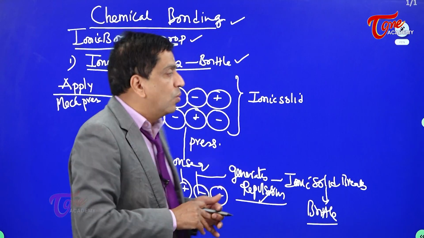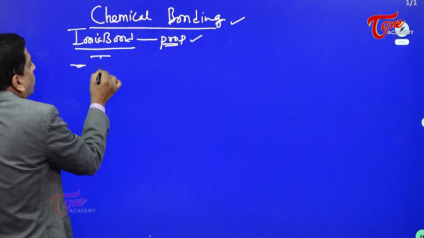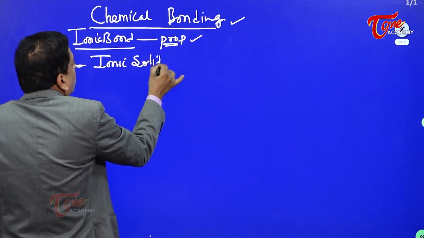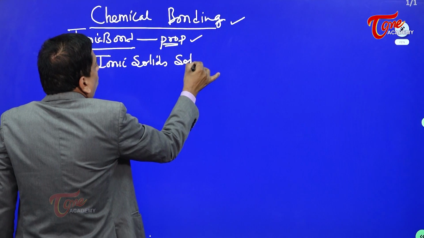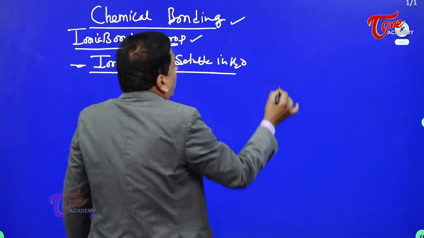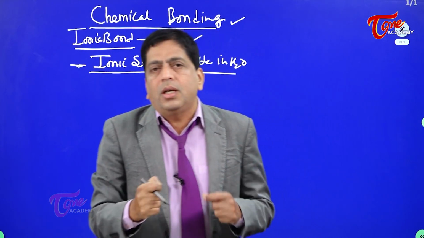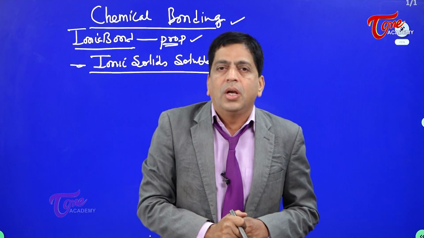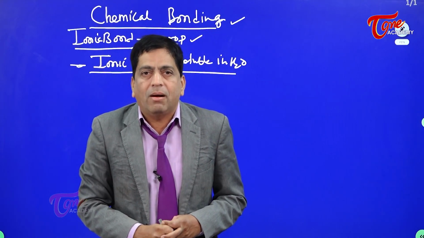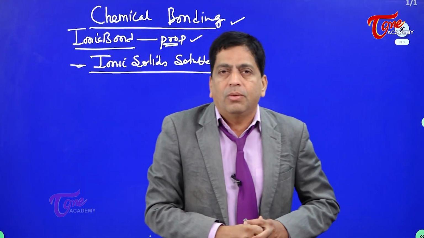Let us consider this. Watch carefully here. And we were telling ionic solids are soluble in water. Ionic solids are basically soluble in water. Well, that's one of the key properties of ionic solids. Now, first I wanted to understand what exactly is solubility, right? We should have an idea what exactly is solubility, right?